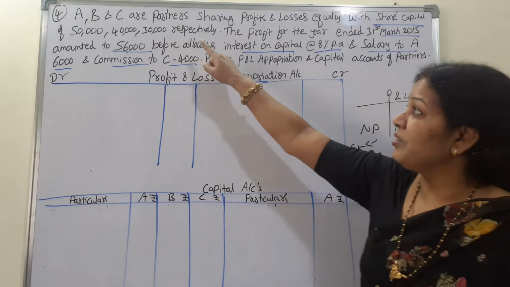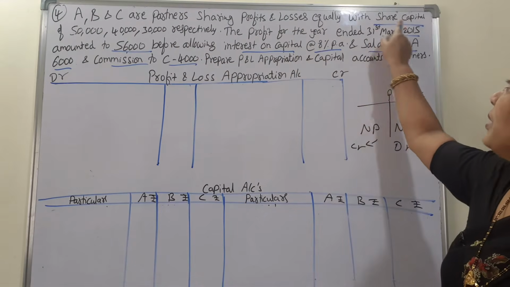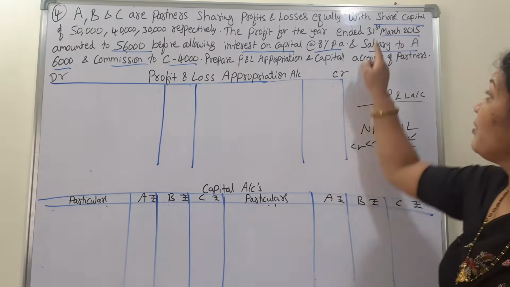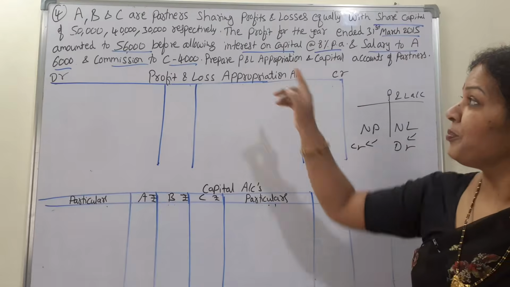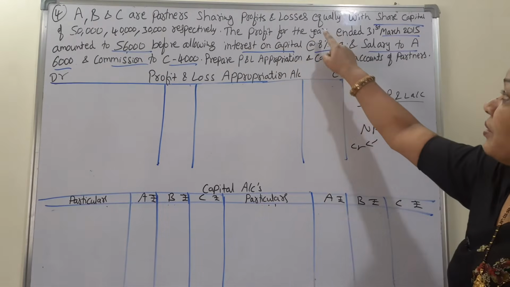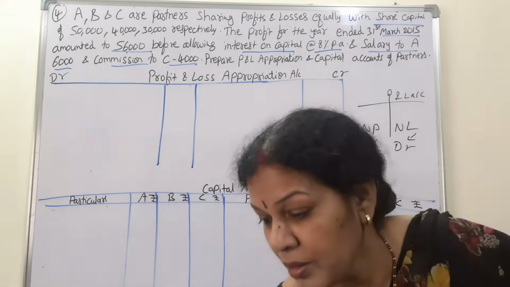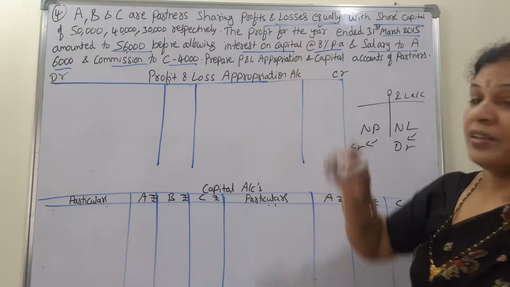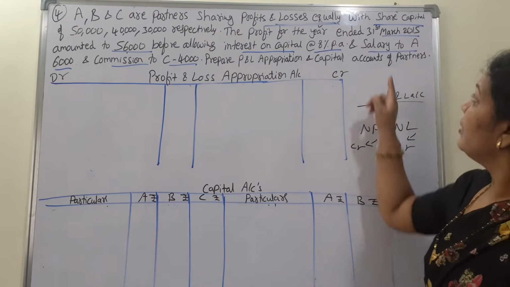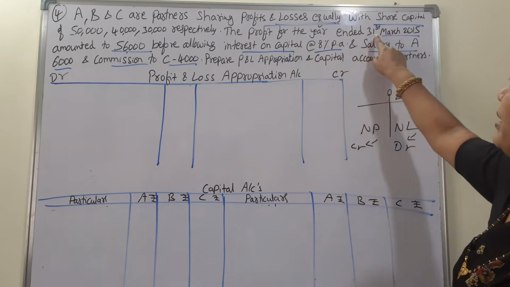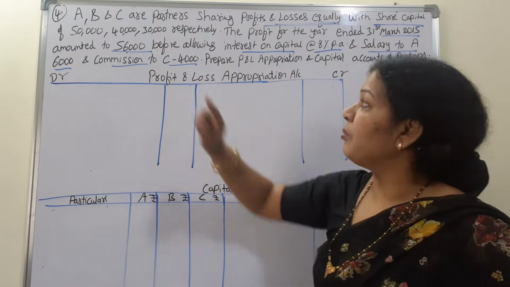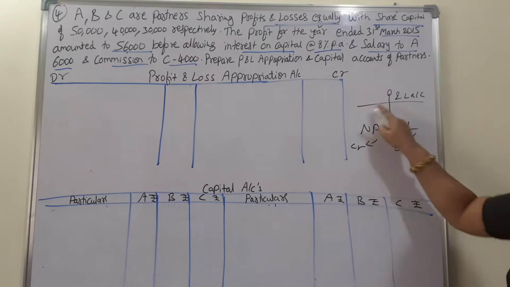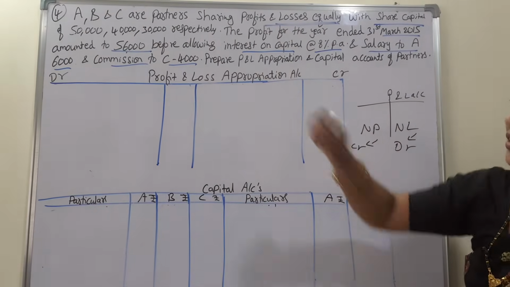ABC are partners sharing profits and losses equally, with share capital of 50,000, 40,000, 30,000. Their share capital is this much. Remember this, profits and losses are shared equally, that you have to remember. And the profit for the year ended 31st March 2015 amounted to 56,000. Means the profit of the profit and loss account is 56,000.